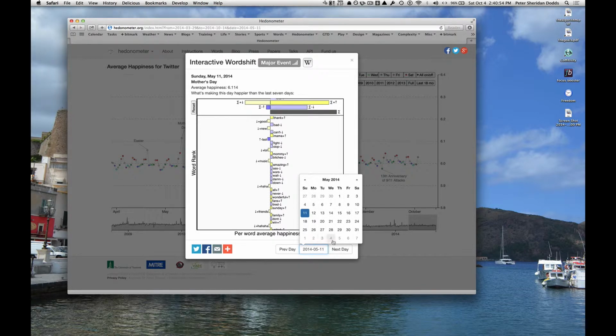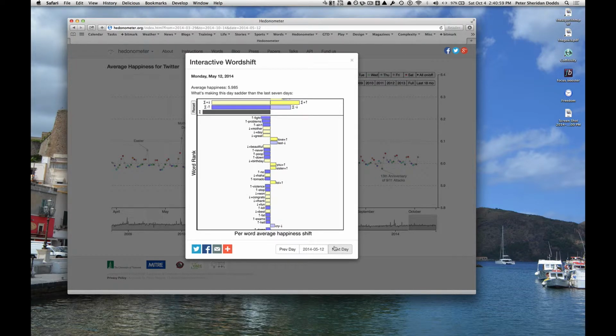You can now move to any place you want using the little calendar search here, and you can move to the next day, and it has a nice little way it jumps around.